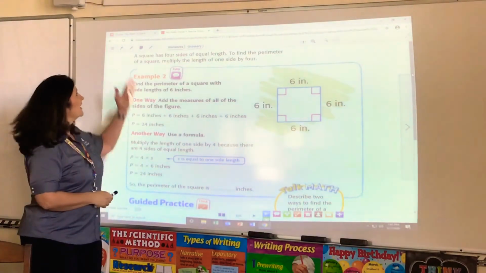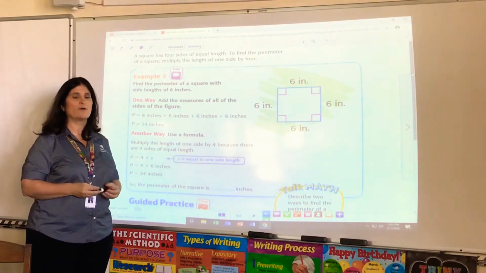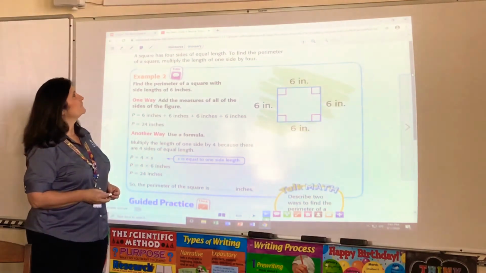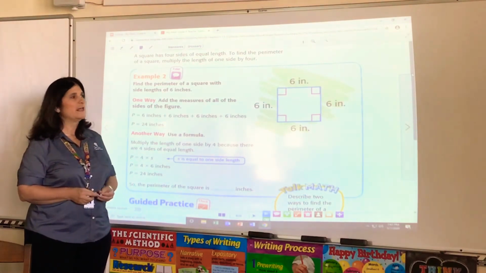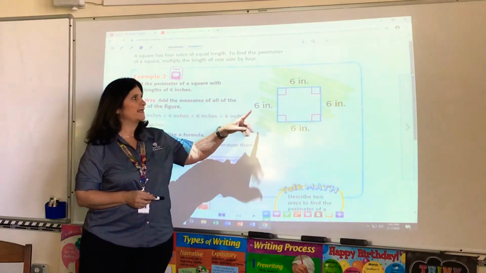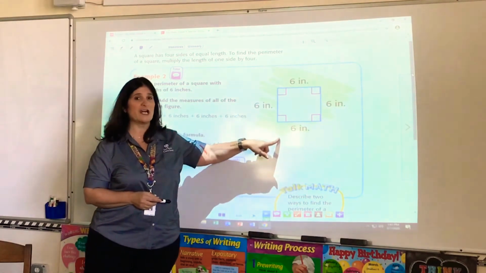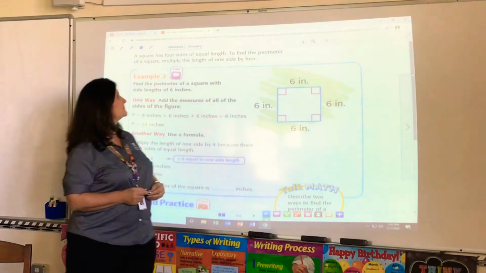A square has 4 sides of equal length. Remembering, in a square, all the sides are equal. To find the perimeter of a square, multiply the length of one side by 4. That being, since every side is the same, we can say we have the same number 4 times, so we can multiply. You could also add the 4 sides, okay?